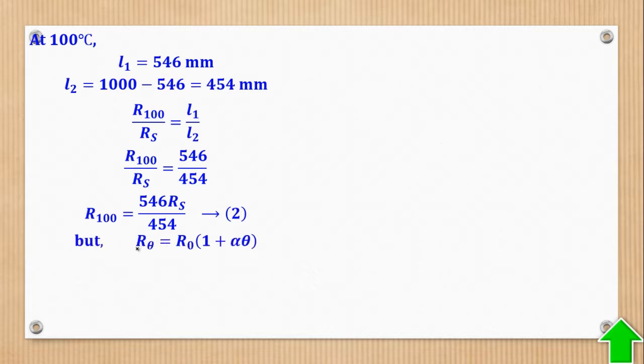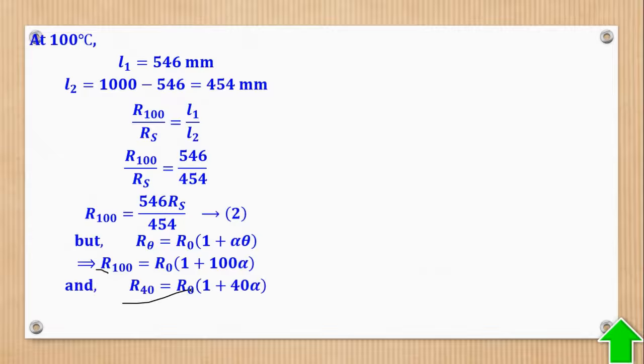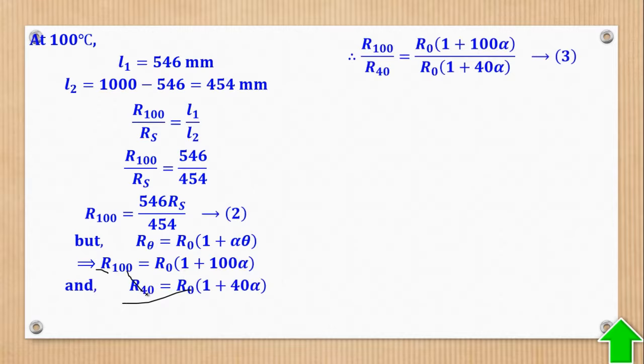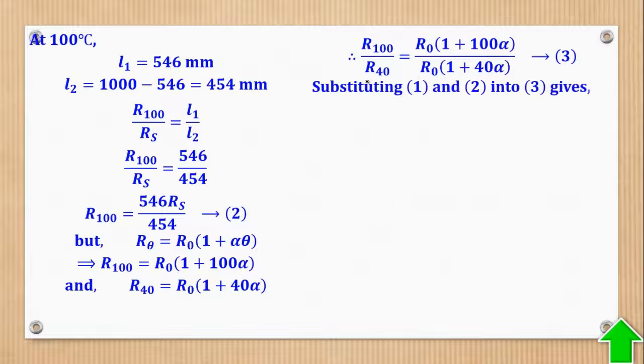But we know that R theta is equal to R naught in brackets 1 plus alpha theta. Therefore, when I get the ratio, R100 is that, and also R40 is that. When I divide the two, I'll come up with this over this equal to this over that to give you this. Then I'll substitute equation 2, I'll substitute for R40 and R100 to give you that.